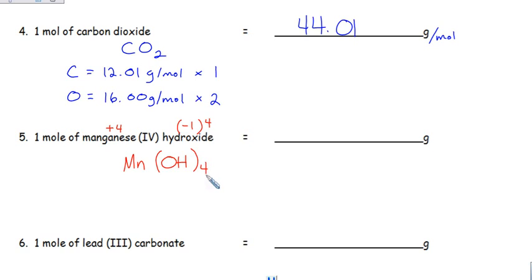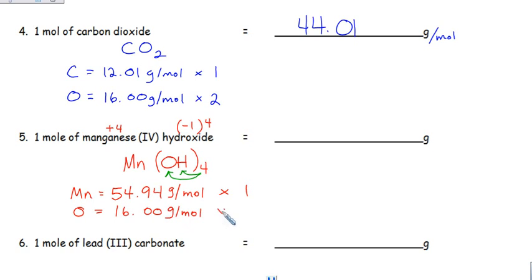Then we just start adding everything together. I have 1 manganese, 54.94 grams per mole. And in this compound, there will be 1 mole. This time, oxygen and hydrogen. Do you remember how you have to distribute this 4? If I have 4 groups of hydroxide, I really do have 4 atoms of oxygen and 4 atoms of hydrogen. So I need to take that into consideration when finding the mass of the compound. Oxygen was 16.00 grams per mole times 4, and hydrogen 1.01 grams per mole times 4.